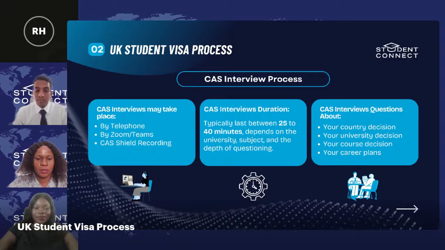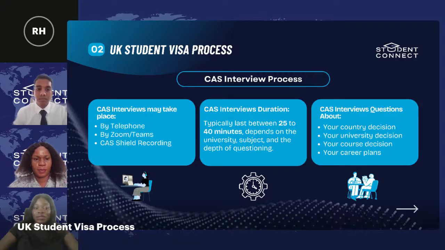Okay, now looking at the CAS interview process. It is usually held online via telephone, a Zoom meeting, Teams, or through the CAS Shield recording. You don't need to travel because of the remote nature of this interview. These sessions typically last between 25 to 40 minutes. It depends on the university, actually.